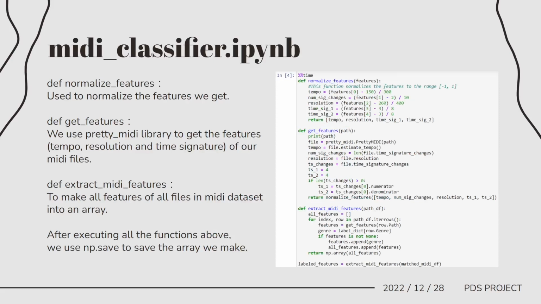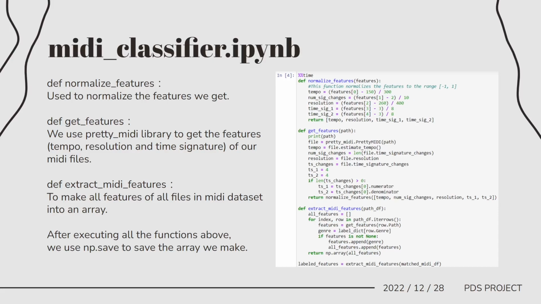And the normalized features function will be used to normalize the features we get. And in the getFeatures function, we use the Pretty MIDI library to get the features of our MIDI files. The features we choose to analyze are tempo, resolution, and time signature.